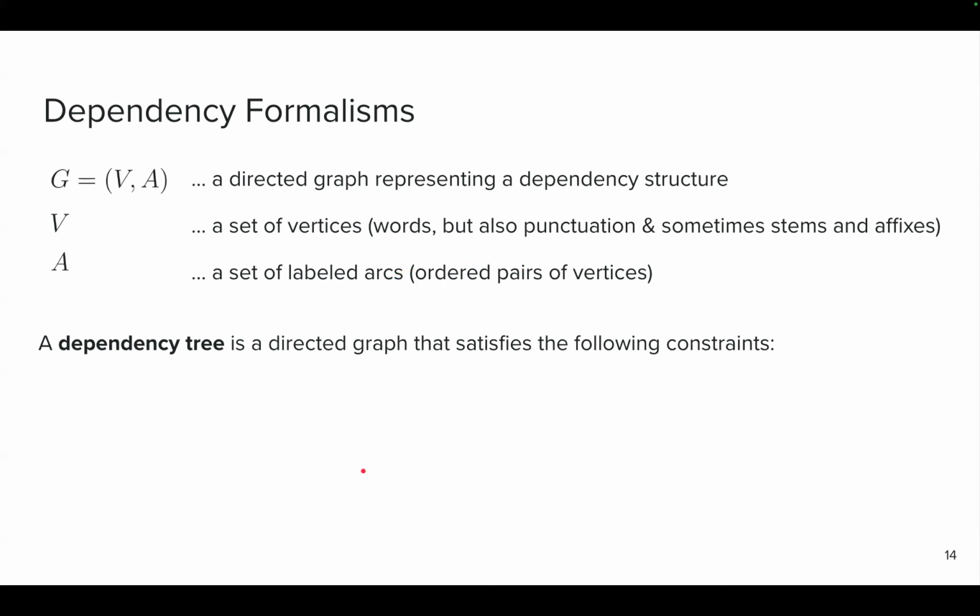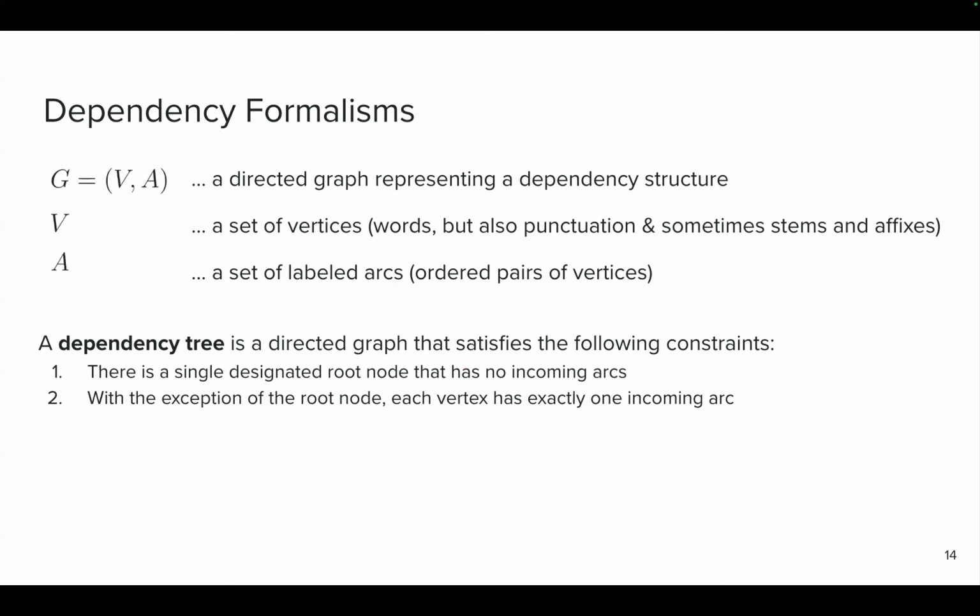However, this graph has certain conditions. It needs to follow, I believe, three constraints. First, there is going to be a single designated root node that has no incoming arcs, so nothing comes into the root node. With the exception of the root node, each vertex, so each word, has exactly one incoming arc, not more than one. So a word can send multiple arcs from it, but only a single arc can be directed into the word. And there is a unique path from the root node to each vertex in our set of vertices.